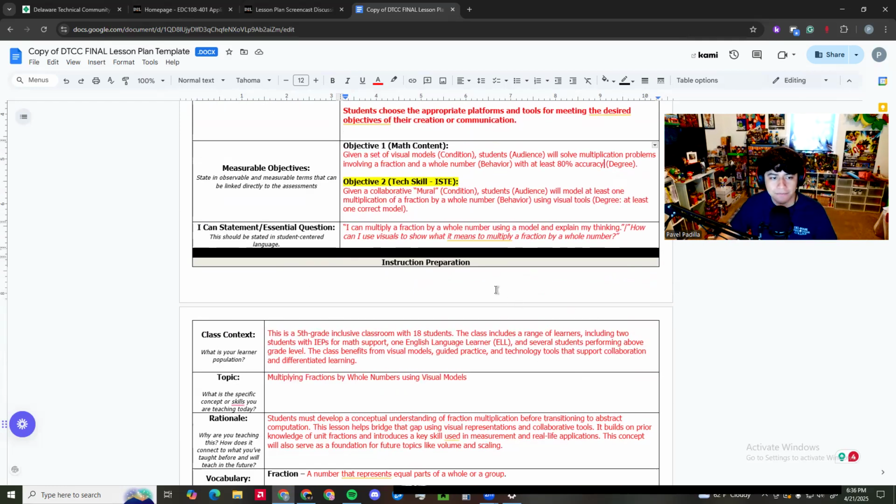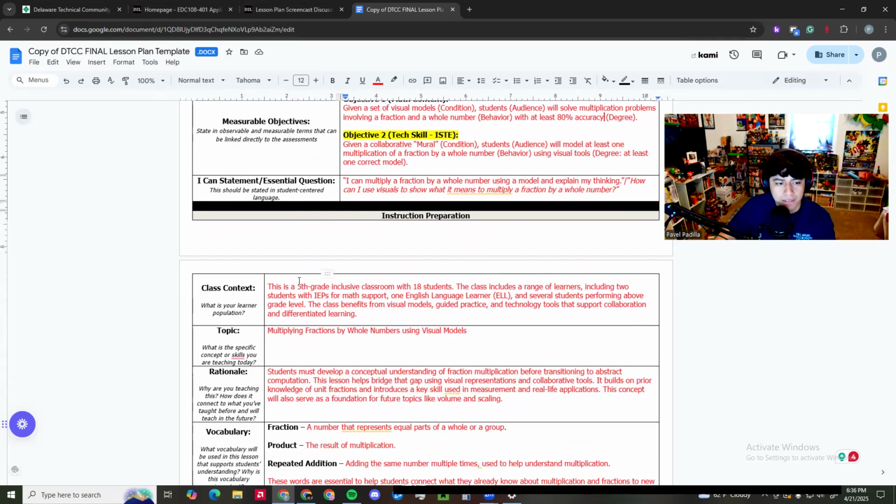The I can statement that I'm really going for is: I can multiply a fraction by a whole number using a model and explain my thinking. My essential question, I'm sorry, is: how can I use visuals to show what it means to multiply a fraction by a whole number?